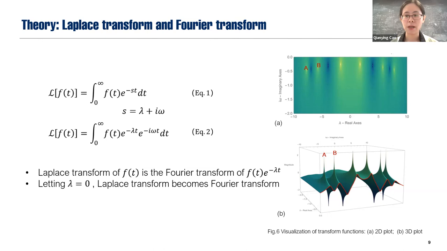Figure 6 visually represents a system transfer function, where the green surface is the Laplace transform of a function, and the red curve is the Fourier transform of this function. Thus, the Fourier domain is a slice of the Laplace domain, evaluated keeping the real part zero. In figure 6, the locations of the peaks, such as points A and B, represent poles, and the magnitudes of A and B are the absolute values of the corresponding residues.